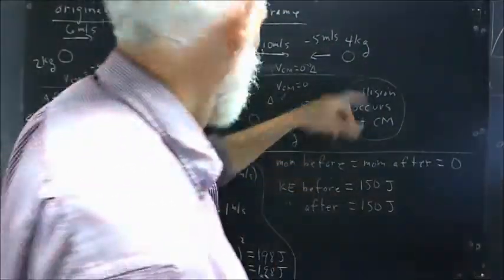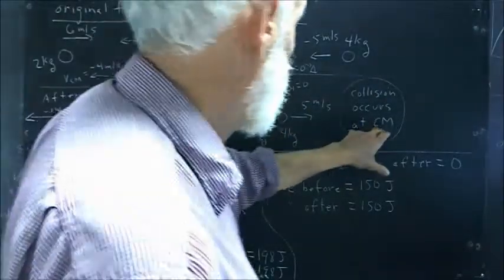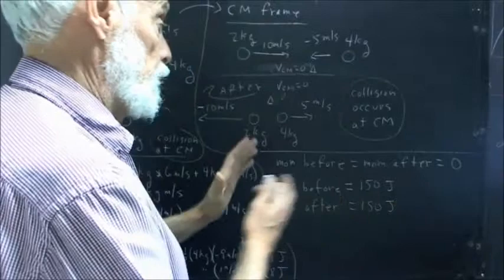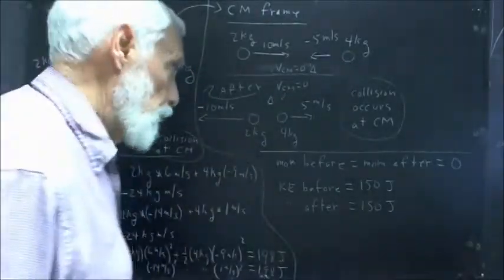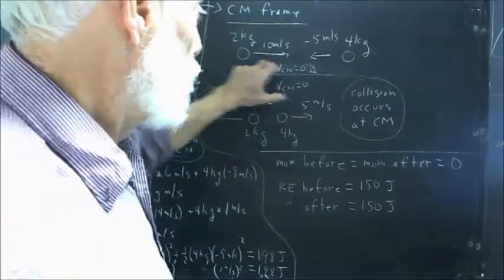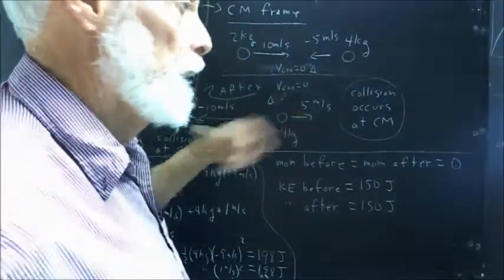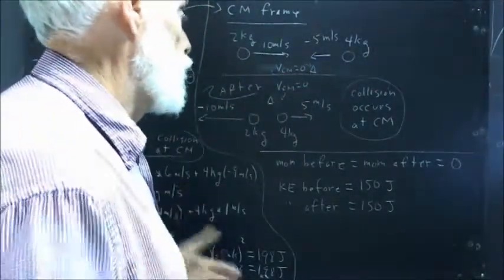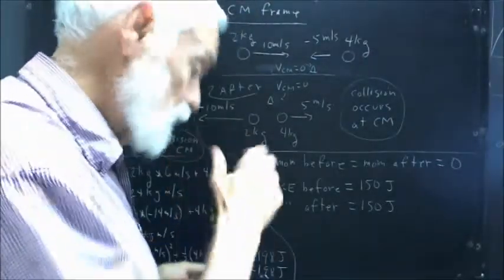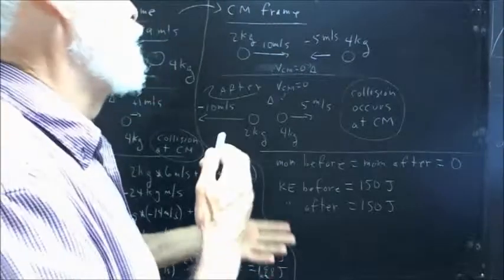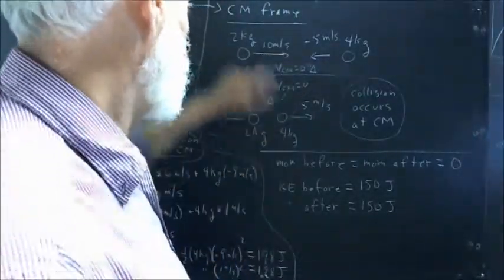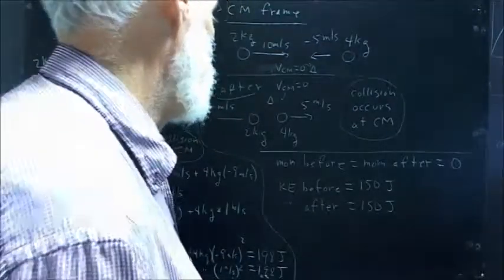I'll also note that in either frame, the collision occurs at the center of mass. Wherever the center of mass happens to be at the instant of collision, that's where the collision occurs. And in this case, the velocity of the center of mass is 0, because the center of mass system is the one that stays with the center of mass. It's the system in which the center of mass is stationary. That's the basic definition of your center of mass frame.